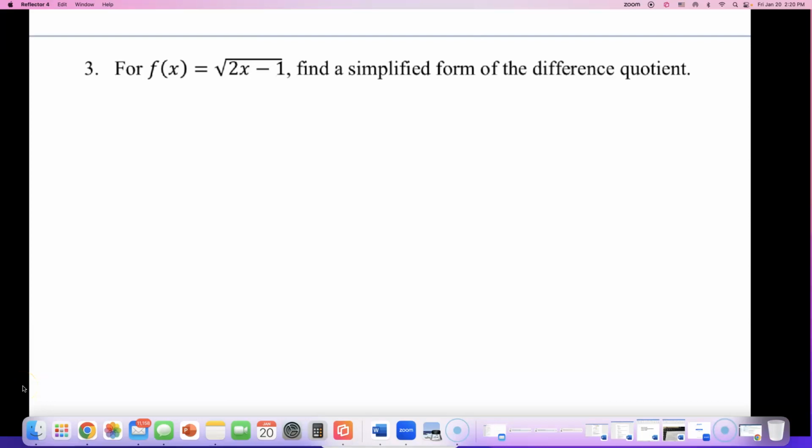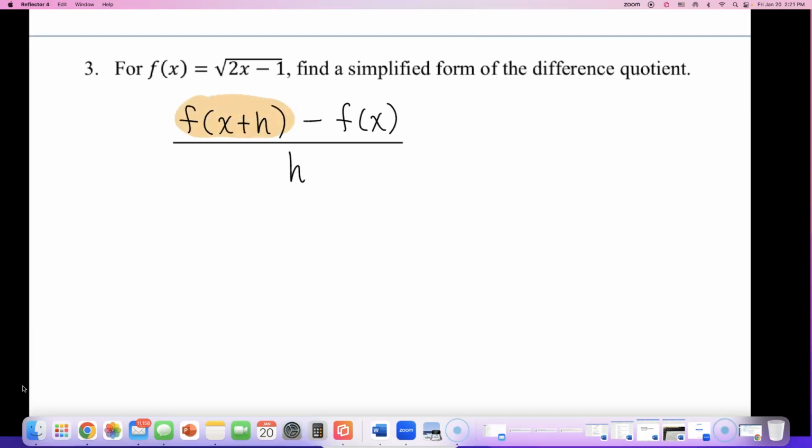For f of x equals square root of 2x minus 1, find the simplified form of the difference quotient. Let me write down the formula for the difference quotient. That is f of x plus h minus f of x, all divided by h. So I'm going to figure out this first piece, f of x plus h.